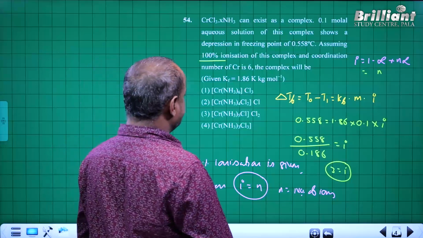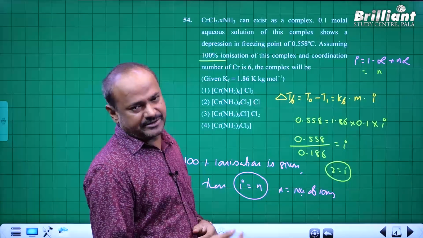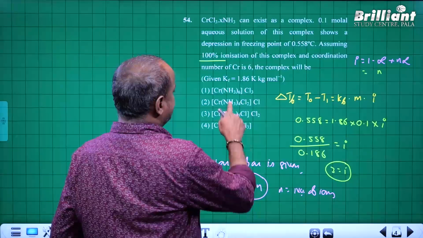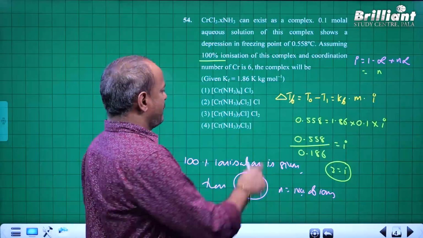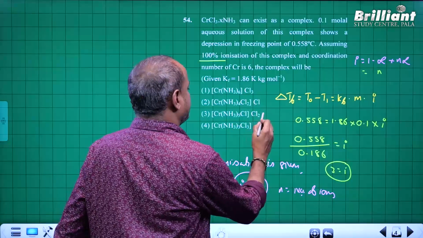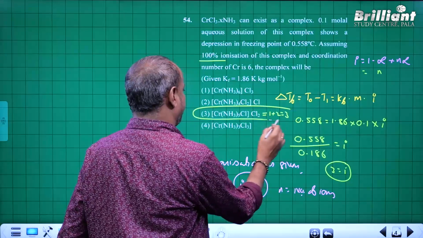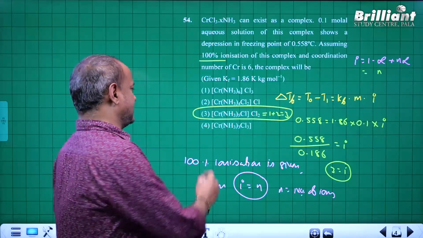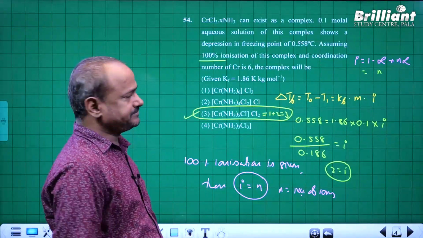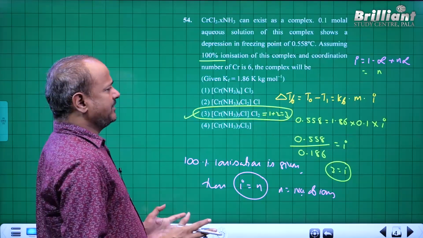So where are the 3 ions? They include the complex, 1 unit, and the counter ions, respective units. 1 plus 3 is 4. 1 plus 1 is 2. The third option, 1 plus 2, is equal to 3. So the answer is 3. This was a directly simple question, just find out the i factor value.